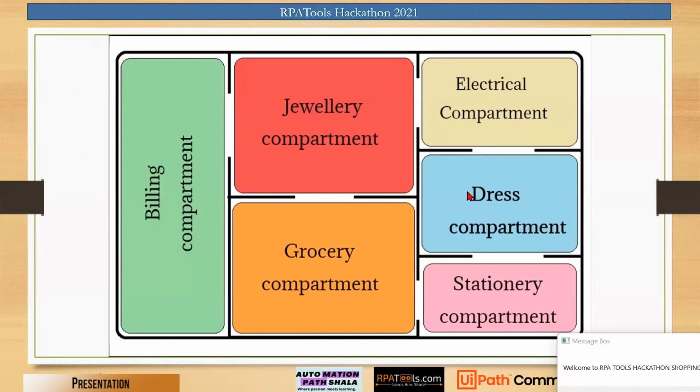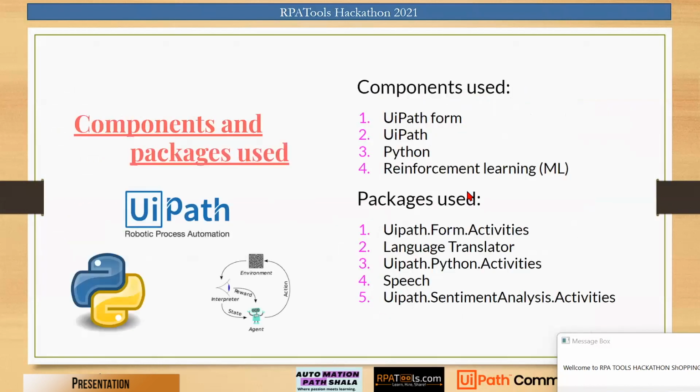Then I'll be showing the workflow afterwards, and components and packages. The components I've used are UiPath Form, UiPath Studio, Python, and reinforcement learning. For this, I have used the packages: UiPath Form activity to collect user details, and a language translator, that is from one language to another. I have done 6 languages: Tamil, Hindi, Malayalam, Kannada, Urdu, and all those 6 languages. And UiPath Python activity to integrate Python and UiPath. Reinforcement learning I've also done in Python, and OpenCV to capture the user picture is also done in Python code.